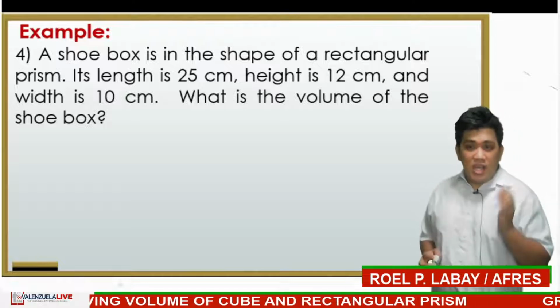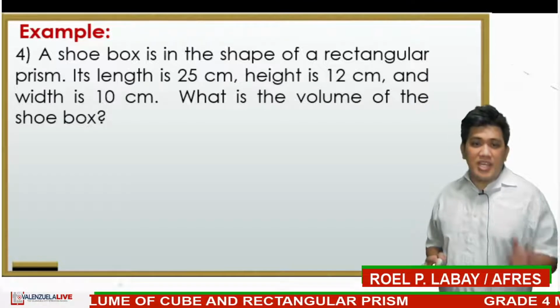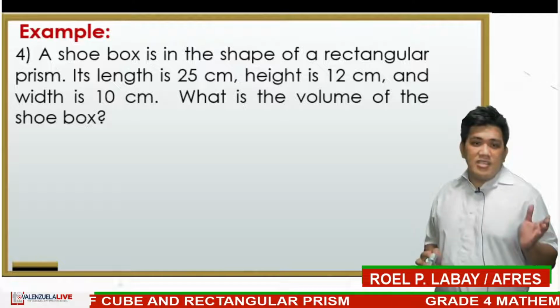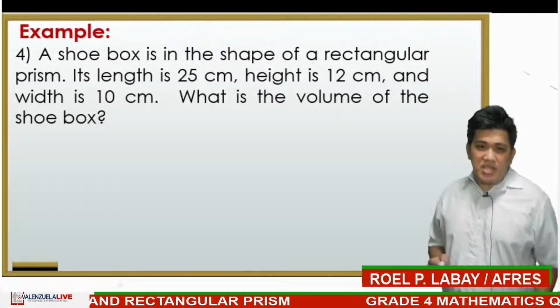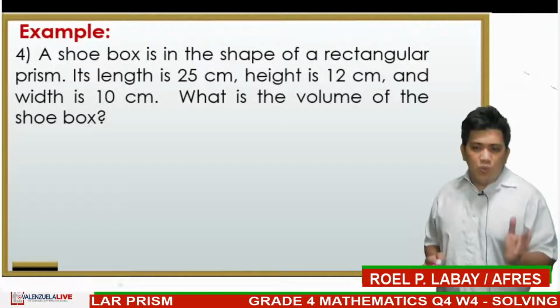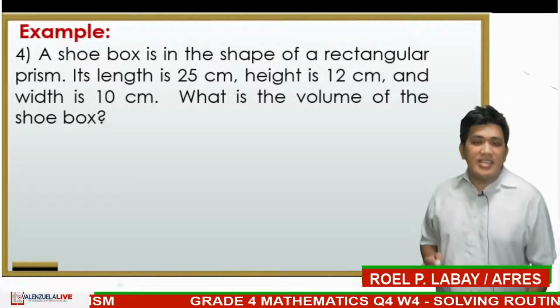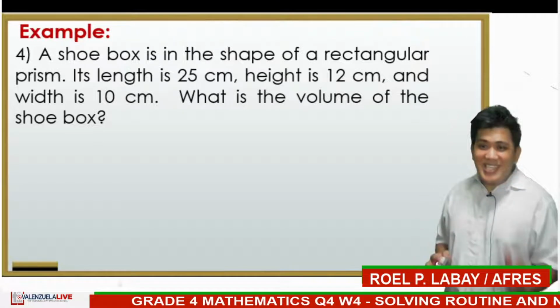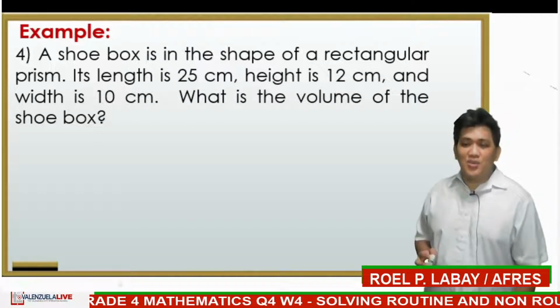Again, a shoebox is in the shape of a rectangular prism. Its length is 25 centimeter, height is 12 centimeter, and width is 10 centimeter. What is the volume of the shoebox?